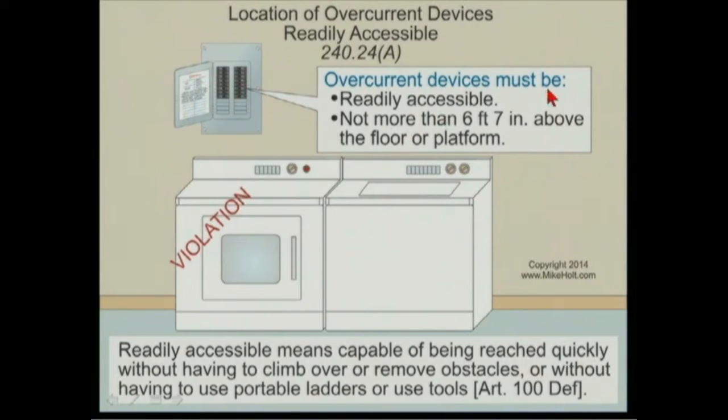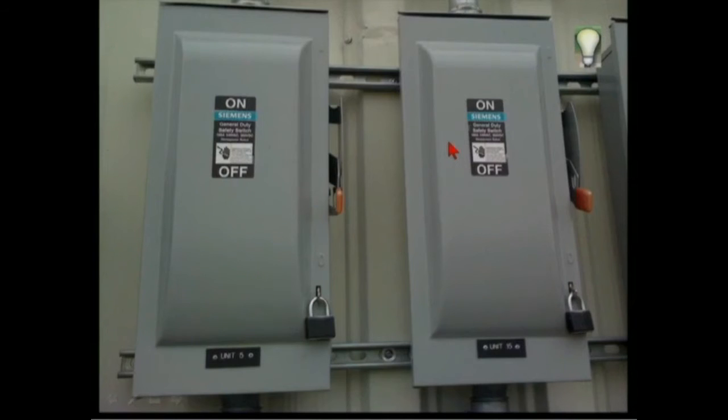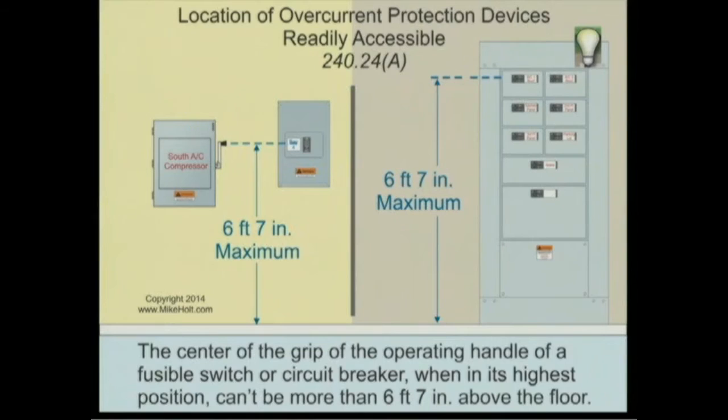Also, overcurrent devices must not be more than 6 feet 7 inches above the floor or platform. That is readily accessible. Locking does not have any effect on any of this. There's your 6 feet 7 inches, and the way you measure that is you measure from the center of the grip of the operating handle, fuse, switch, or circuit breaker, when it's in its highest position, and it cannot be more than 6 feet 7 inches above the floor. So this is important because this has nothing to do with readily accessibility. This has to do with the height of it. So that title needs to be changed.